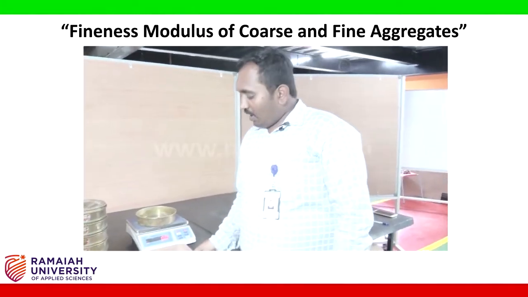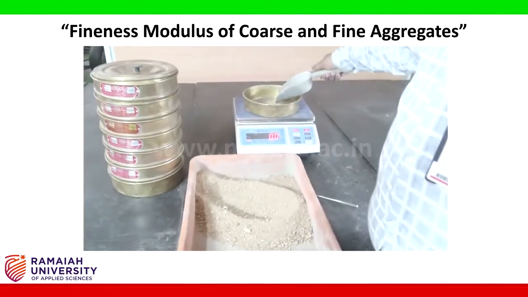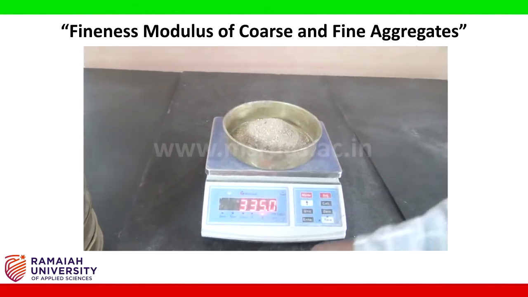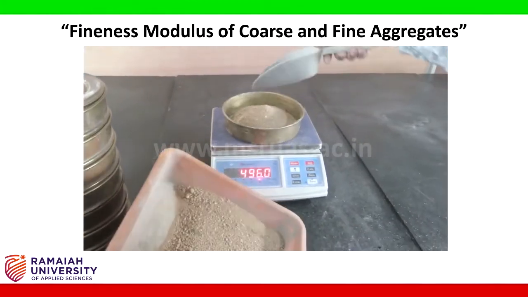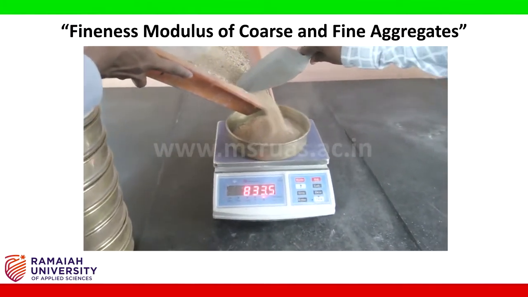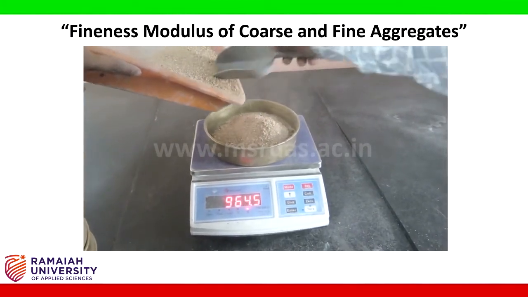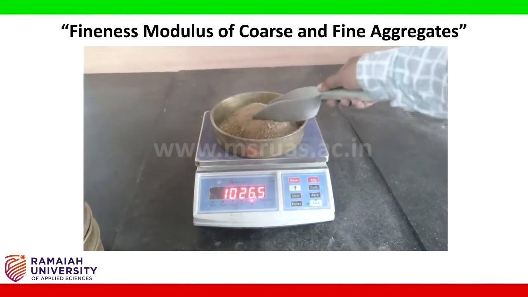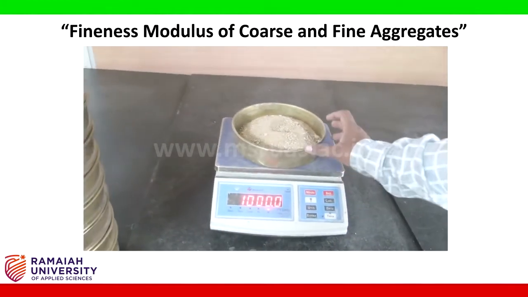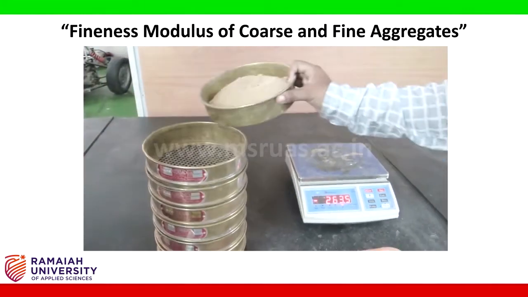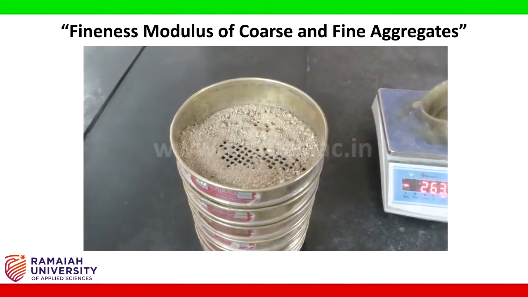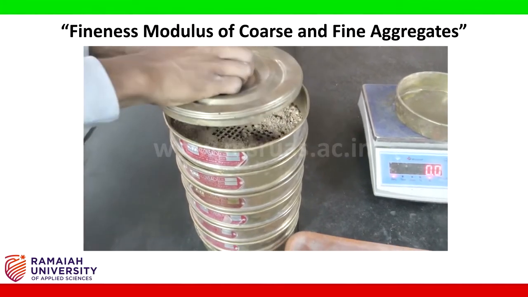Let's start the experiment. I am going to take a known quantity of fine aggregate. You may take 500 grams or you may go with 1 kg. I will be taking 1 kg of fine aggregate. I have taken 1 kg of fine aggregate. I am going to place this on the standard IS sieve set. I am going to sieve it manually or using the sieve shaker for 10 minutes.